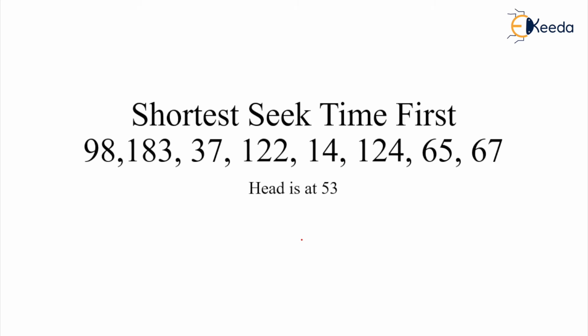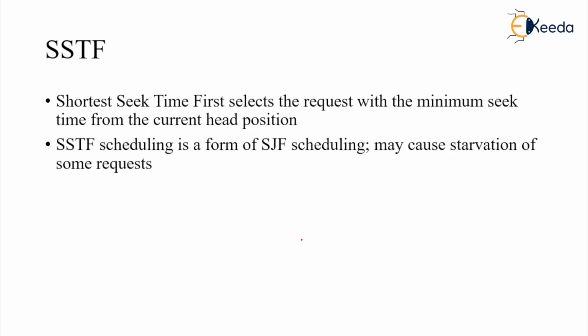Next is shortest seek time first, with the same order of requests coming, and the head is at 53. The shortest seek time first scheduling algorithm selects the request with the minimum seek time from the current head position. The criterion here is the minimum seek time from the current head position.